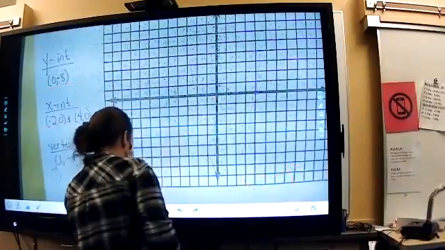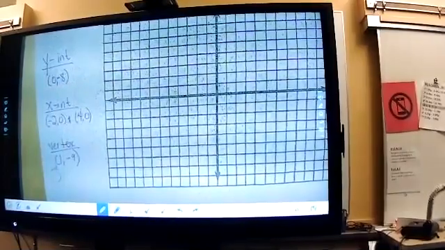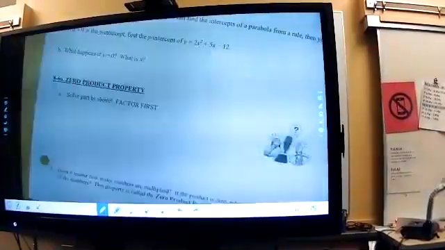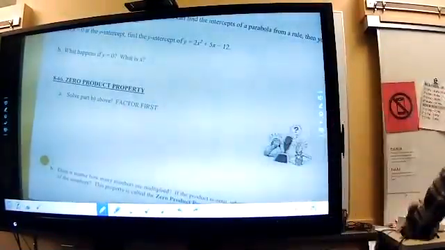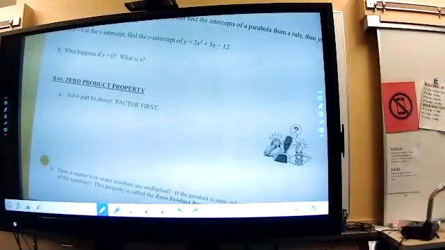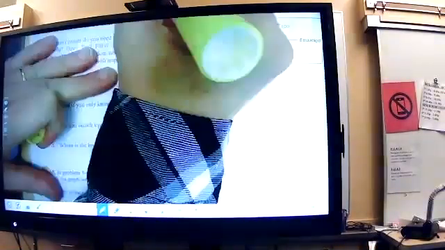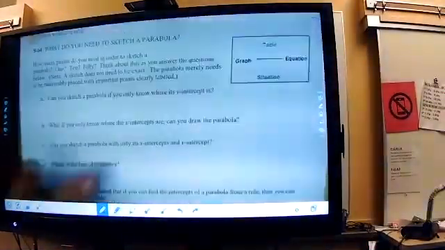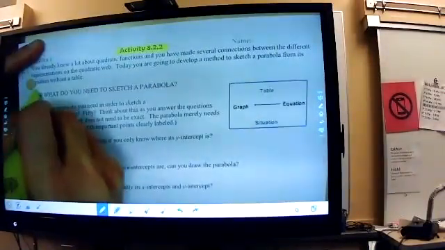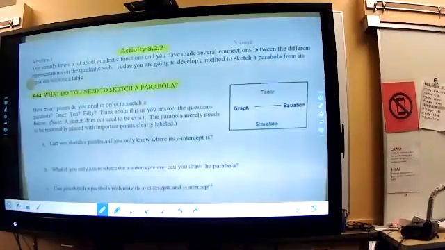Hang on to this because it might come in handy. So, grab this. You should all have it, and it should look like this. All right. So where are we? What is it we are doing here? Believe it or not, we are at activity 8.22, which means we are really close to finishing chapter 8. And here is the first part. This is the question. What do you need to sketch a parabola?